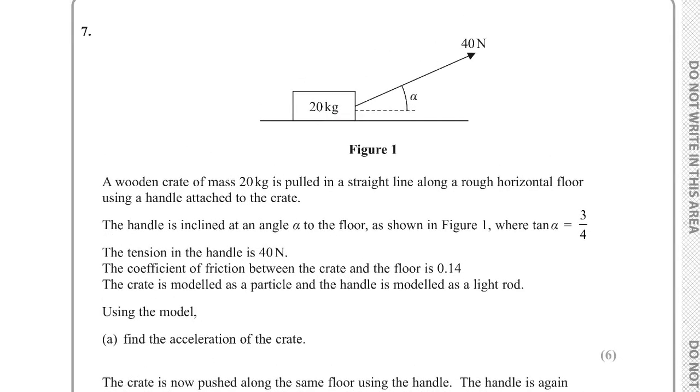In question 7, we're being given that a wooden crate of mass 20 kilos is pulled in a straight line. Tan alpha is 3 over 4. The tension in the handle is 40 newtons. Mu is 0.14. And we need to find the acceleration of the crate. So we can start off by resolving the 40 newtons.